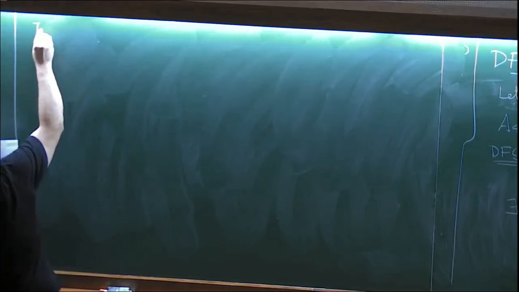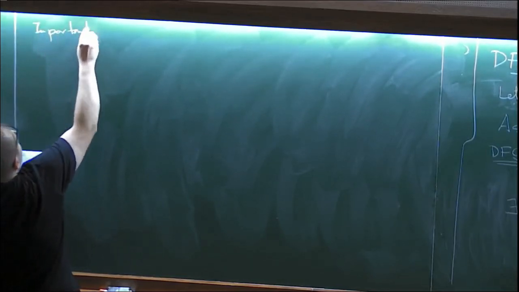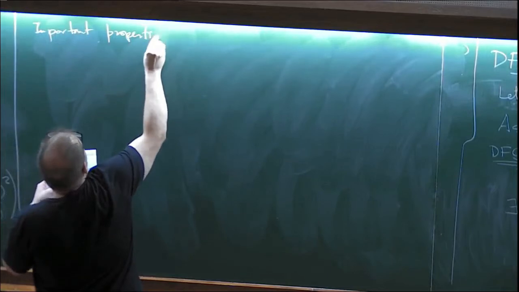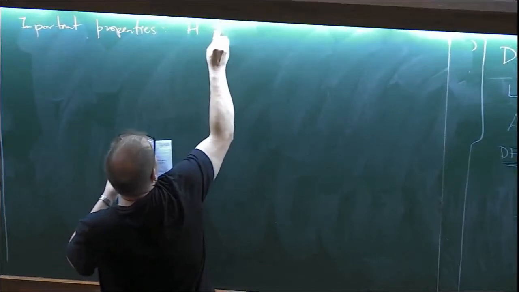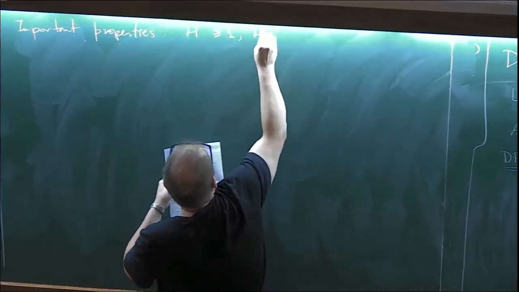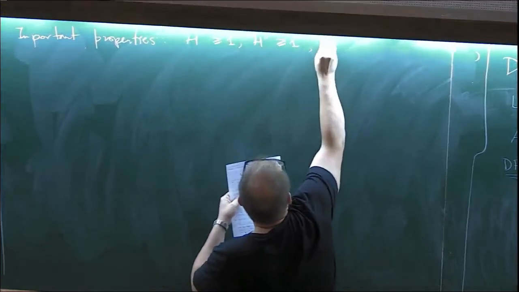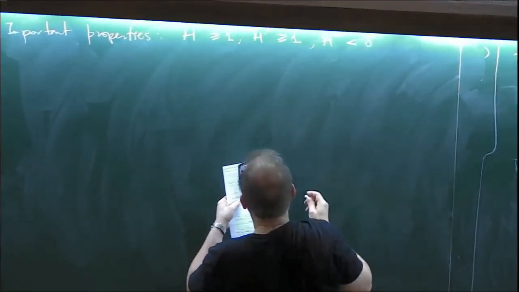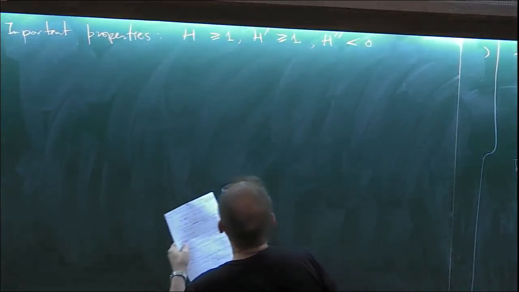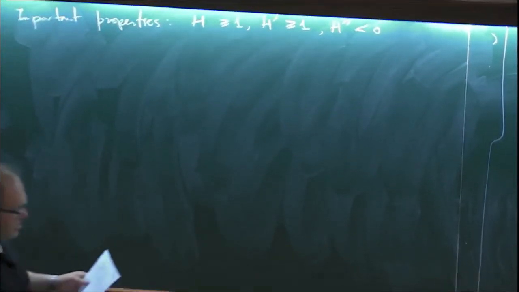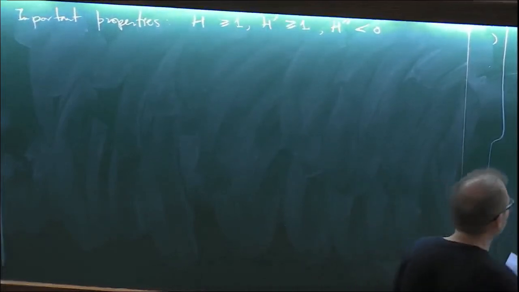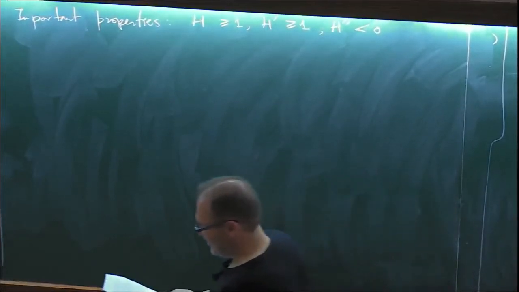Okay. There are some features of this function, so important properties. Let me say that h is greater than or equal to 1, h prime is greater than or equal to 1, and h double prime is negative. We already discussed that one. I said h prime bigger than 1 was a problem here, but it's obviously not. It comes up elsewhere where you need h prime to be positive. You'll see in a moment. So yeah, we can forget about that too.